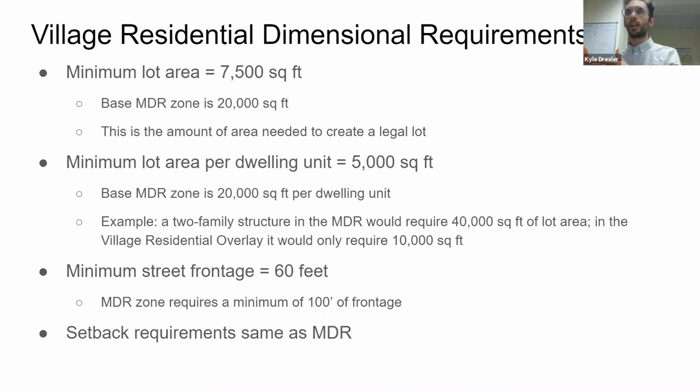Obviously, in a two-family home, you can't have two dwelling units both owner occupied because there can only really be one owner. So only one of the units in that case would have to be owner occupied.